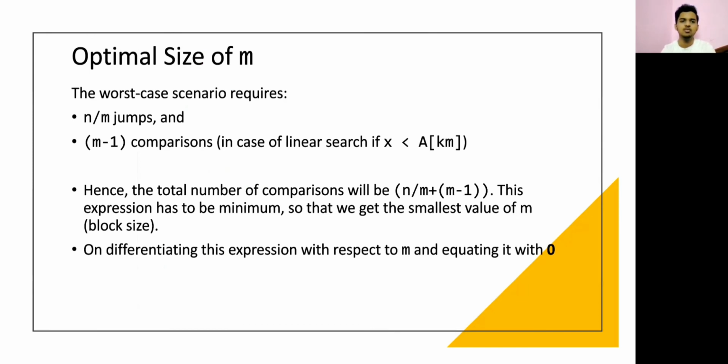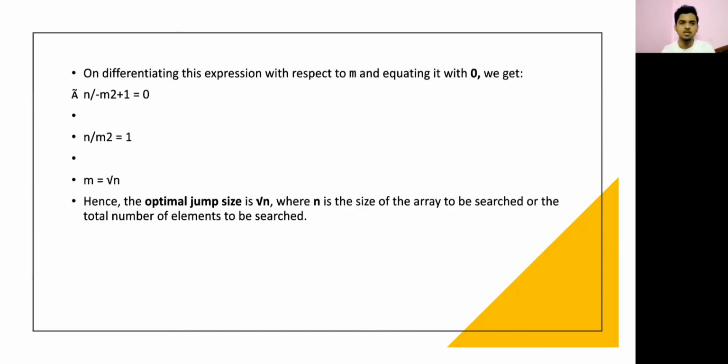Optimal size of m. The worst case scenario requires n by m jumps and m minus 1 comparisons in case of a linear search if x is lesser than km. Hence, the total number of comparisons will be n by m plus m minus 1. This expression has to be minimum so that we can get the smallest value of m, the block size. On differentiating this expression with respect to m and equating with 0, we get an expression minus n by m squared plus 1. On further equating, we get n by m squared is equal to 1.